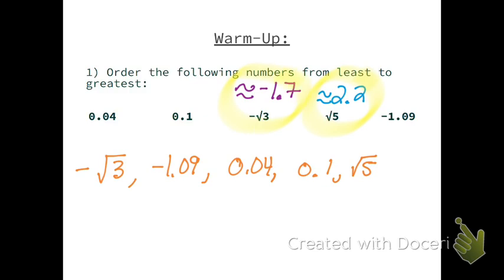So out of all of these values, we have two that are negative. Negative 1.7-ish is smaller than negative 1.09-ish. So that's how I know that negative root 3 comes first, then negative 1.09. Then move over to our positive values, and 2.2-ish is our largest. That's how I know the root 5 would be last. 0.04 is smaller than 0.1. That gives us the order of these two values.